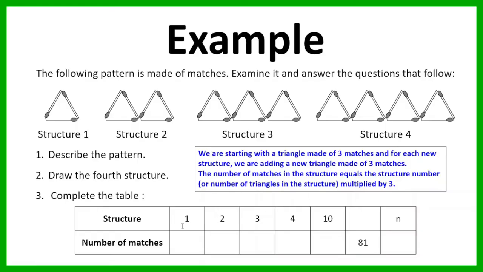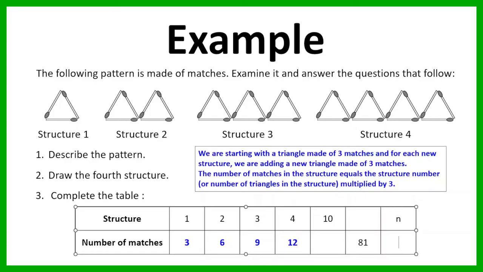Okay, the next thing we need to do is complete the table. Here we are going to be able to fill in all of the missing values, which is different to what we were doing when we were working with numeric patterns in tables, because there they had to give us values. But here we can fill in all the values based on what we can see in the diagram in front of us. So for our first structure, we have got three matches. In our second structure, we have got six matches. In our third structure, we've got nine matches. In our fourth structure, we have got 12 matches, because each triangle has got three matches.